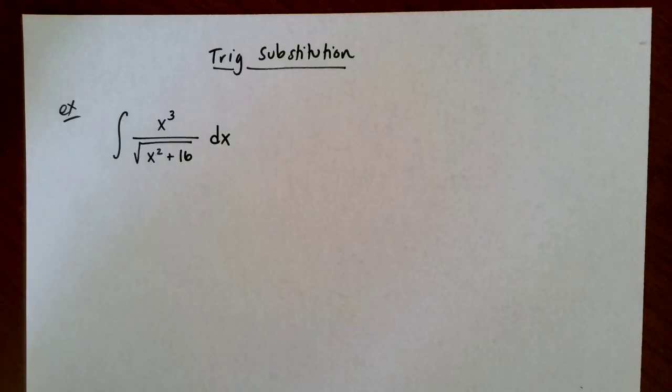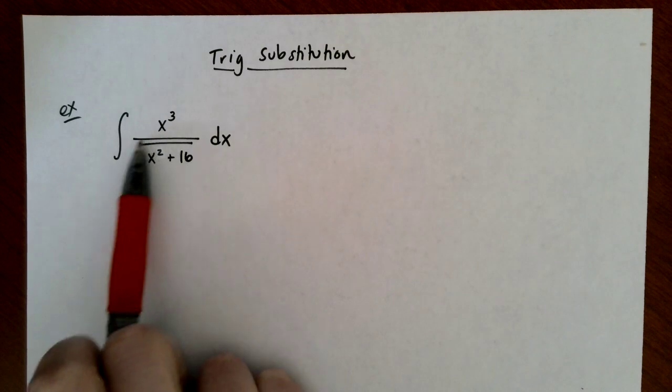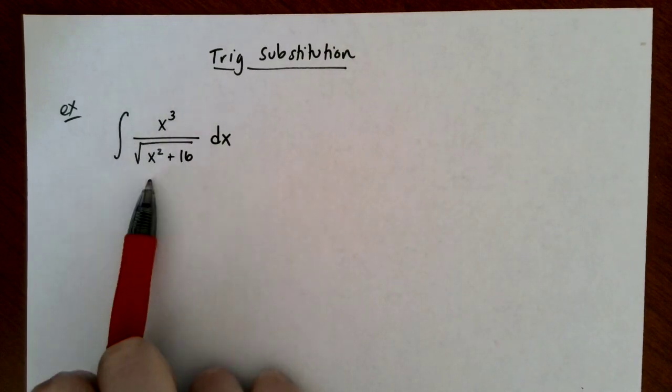Let's talk about trig substitution. In this video, I'm going to do the problem you see on the screen here. We're going to integrate x cubed over the square root of x squared plus 16. All right, so I see the square root of x squared plus 16 in my denominator.